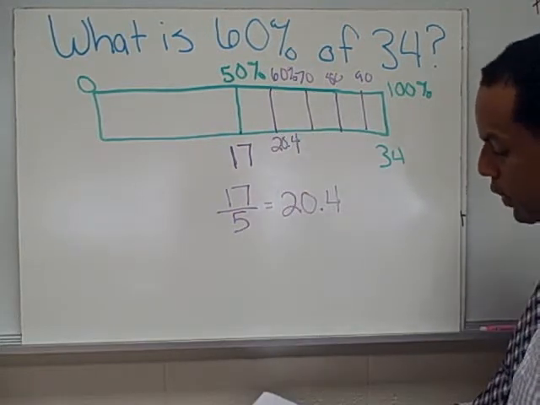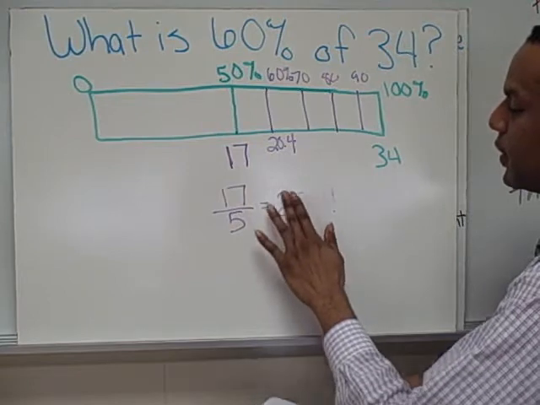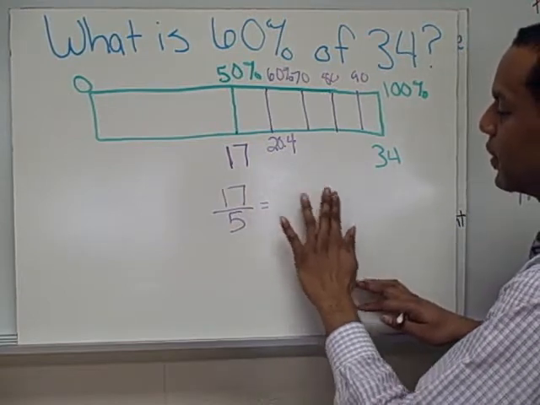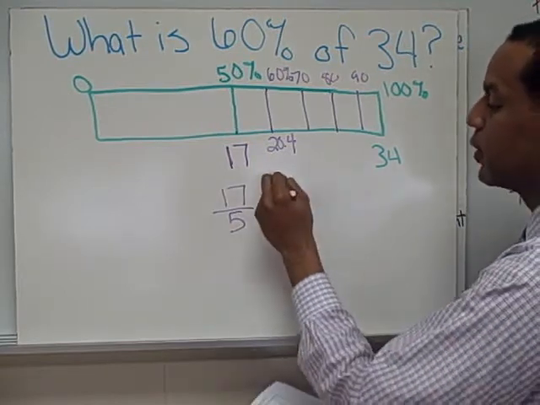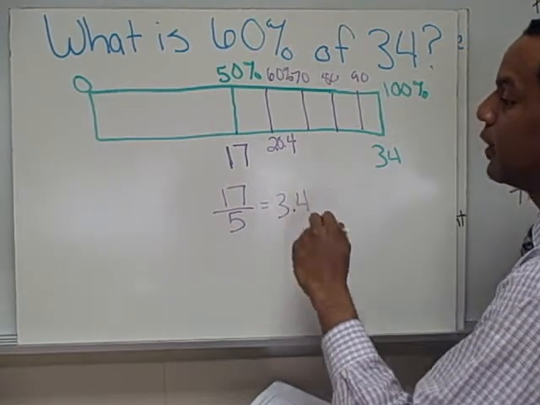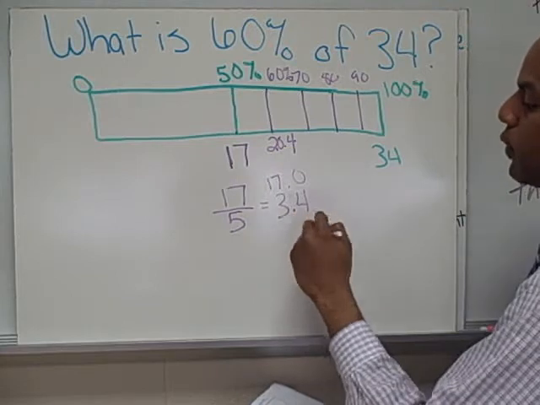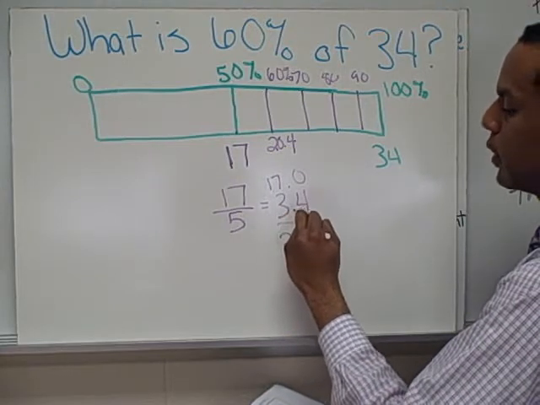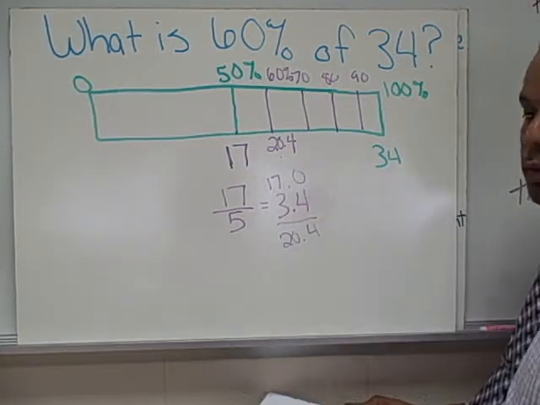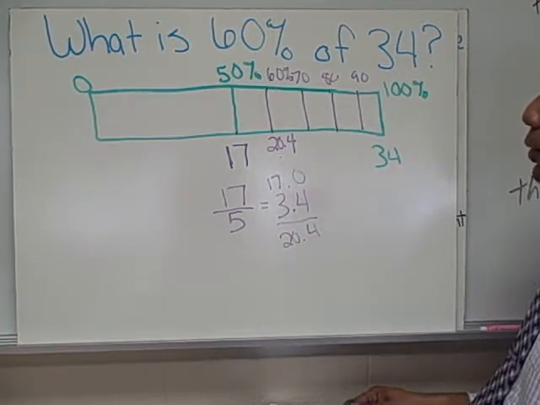I think that's so wrong. This should be 3.4. And if I add 17 to 3.4, that will give me 20.4. So that would be my 60%.